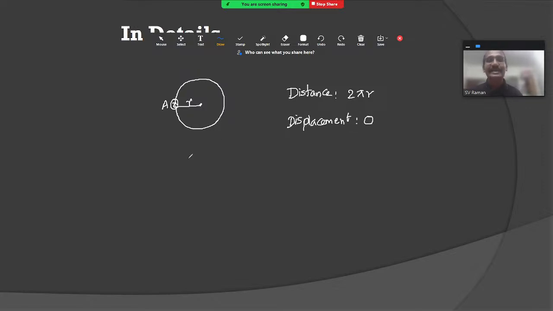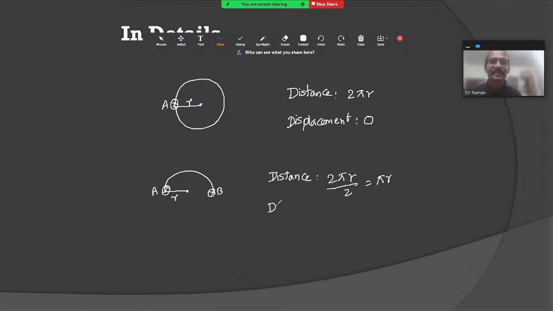Okay. Let's take one more example. A student started at point A and reached point B as a semicircle. Let's say the radius of the semicircle is r. Now calculate distance and displacement. Now what is distance? It's like a semicircle. Full circle circumference is 2 pi r. Semicircle means 2 pi r by 2, that is pi r, the distance.